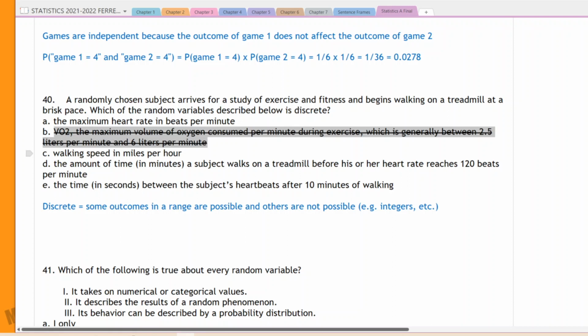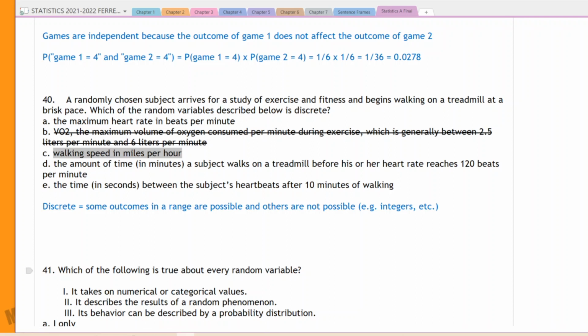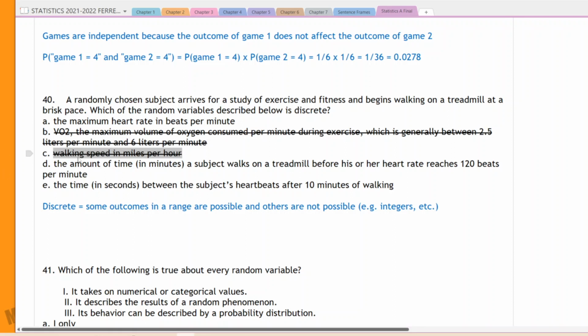Walking speed in miles per hour. Now, in miles per hour, just like VO2, we could definitely say like 3 miles an hour, or 3.5 miles an hour, or 3.55, 3.555. All of these are definitely possible. So that one doesn't seem like it's going to be a discrete number. Next one, the amount of time in minutes a subject walks on a treadmill before his or her heart rate reaches 120 beats per minute. Well, over here, you could have 1.2 minutes, 1.22 minutes, 1.222 minutes. That doesn't sound all that great.